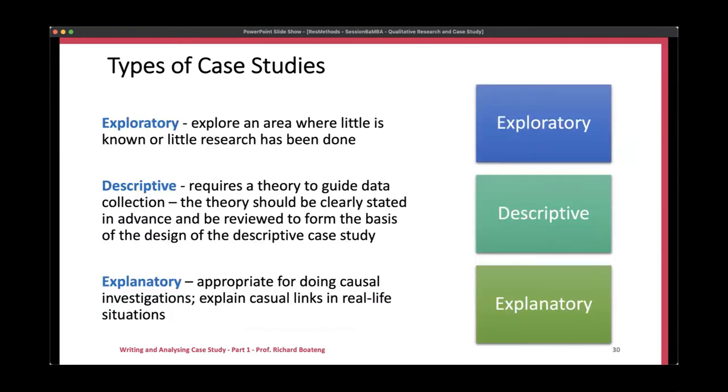So what you see in an explanatory case study is that it's appropriate for doing causal investigation where certain factors or causes of certain occurrences could be examined thoroughly. And that will give us an explanatory study. A descriptive study may always draw from a theory to guide the data collection. The theory will be clearly stated at the beginning, and that will inform how we analyze the data and what data we even collect. But an exploratory study may likely not draw on any theory. It may just step into the field and collect data on an area little is known, then try to make sense out of it.